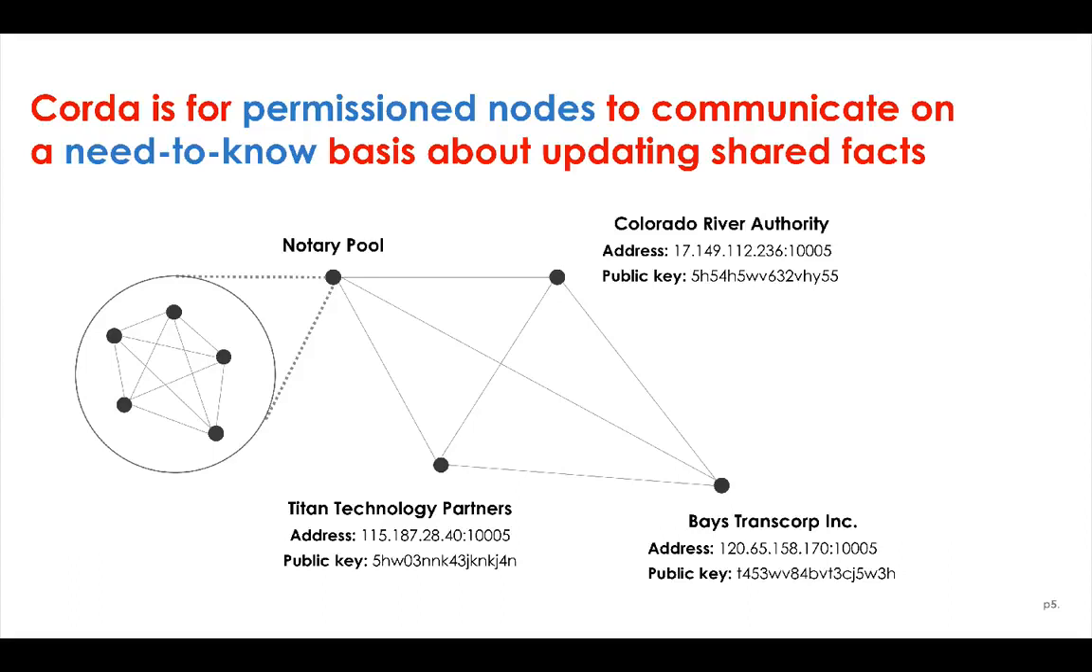So here on our slide, we have a network of 3 nodes and a notary pool. In a real Corda network, we'd have many more. Taking one of these nodes as an example, we can see that the Titan Technology Partners node at the bottom has a legal name of Titan Technology Partners. It's contactable at the address 115.187.2840 on port 10,005. And it has the root public key 5HW03, etc. And all this information means that when Titan Technology Partners transacts, all their messages are encrypted and only sent to specific, legally identified counterparties.